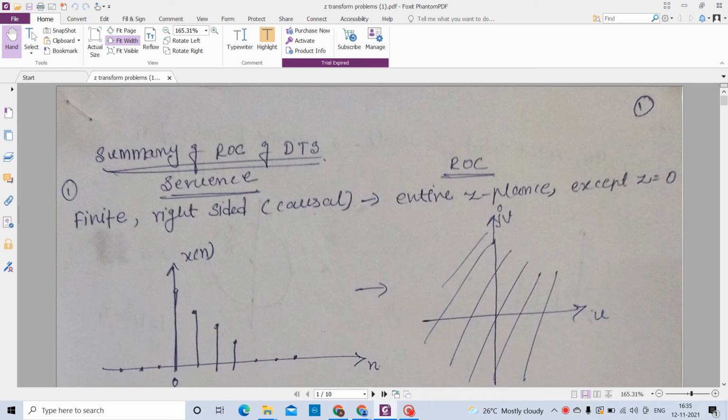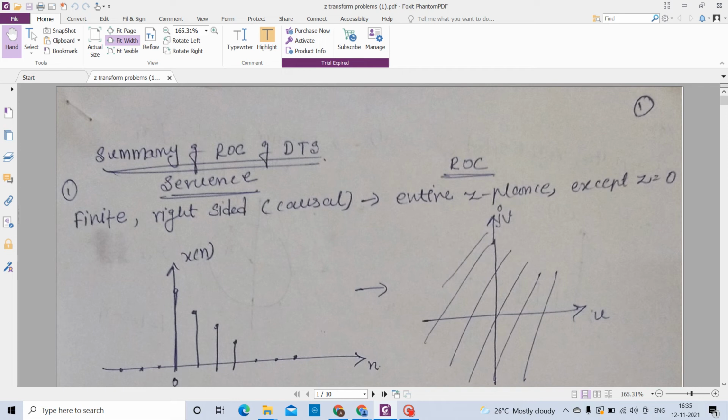Hello students. Today we will discuss about Z transform. In this we will see the region of convergence of discrete time signal. Here we have to find out the region of convergence for the given function. Before that, I will summarize the region of convergence for the different cases.